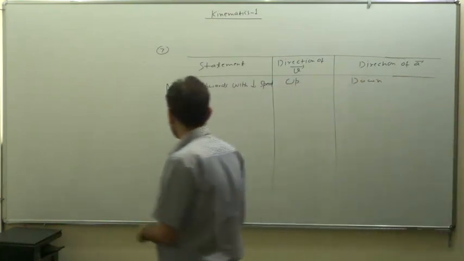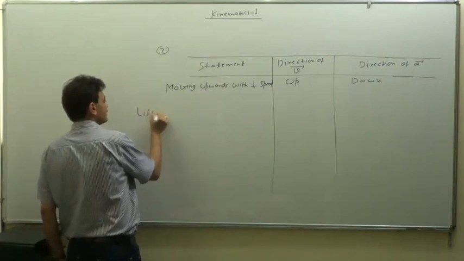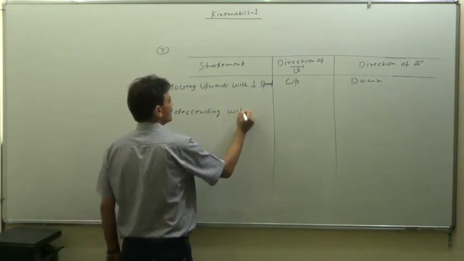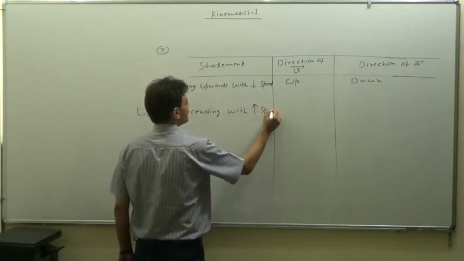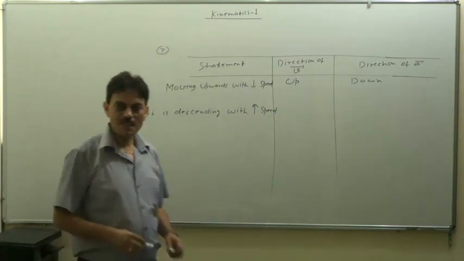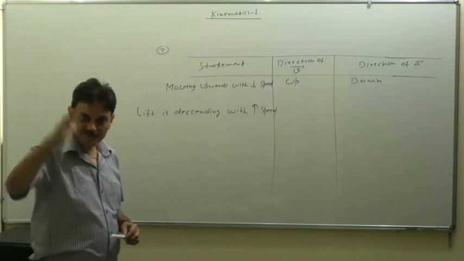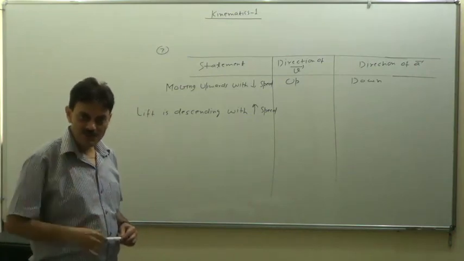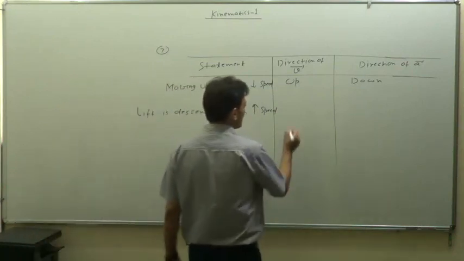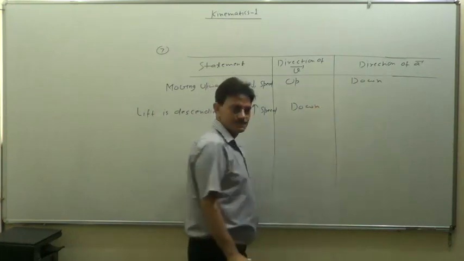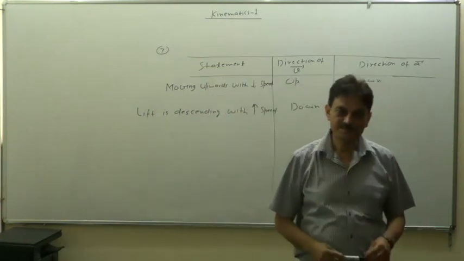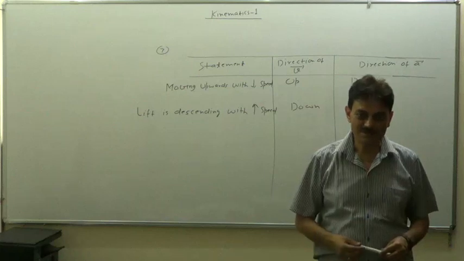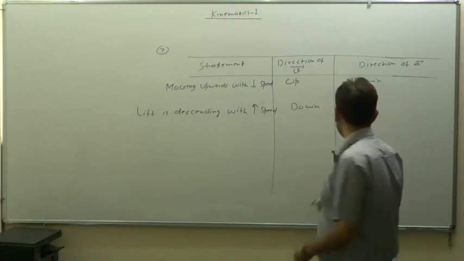Next we write: lift is descending with increasing speed. Descending means it is coming downwards, right? And it is coming downwards, so the direction of velocity is down. And its speed is increasing. It means its acceleration is in the same direction as that of velocity. It means acceleration is also downwards, right?